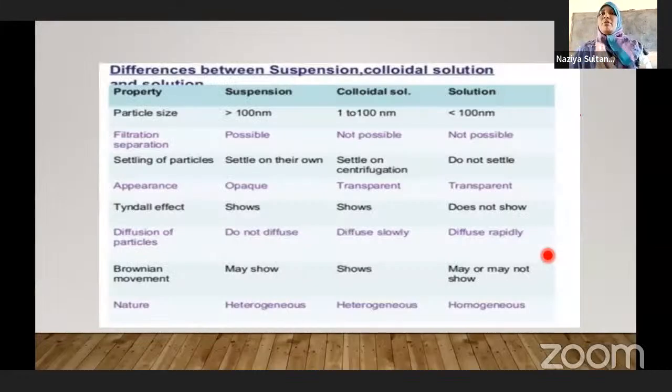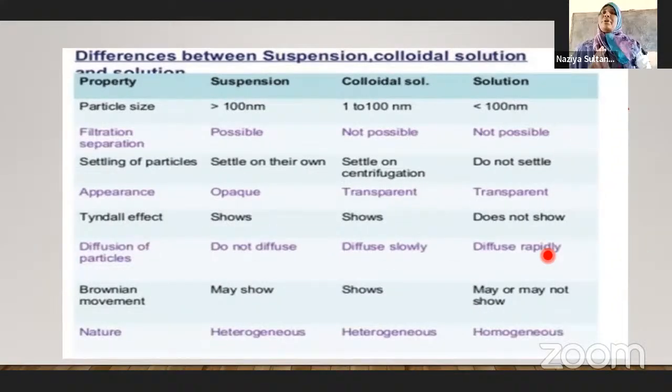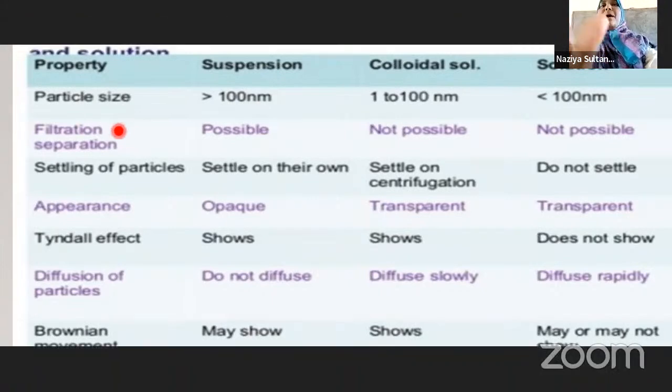Next, let us see the differences between suspension, colloidal solution and a true solution. True solution can also be called a crystalloid. We will see what the properties are. Particle size: if the particle size of the solution is greater than 100 nanometer, we call it a suspension. If it is from 1 to 100 nanometer, it is a colloidal solution. Lesser than 100 nanometer, it is a crystalloid or true solution.